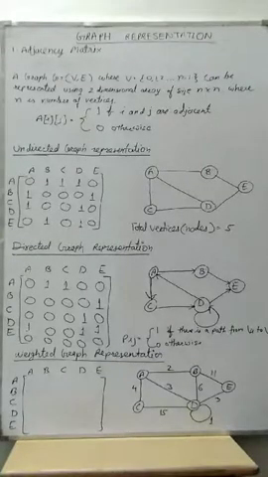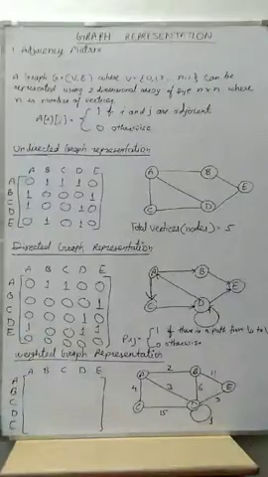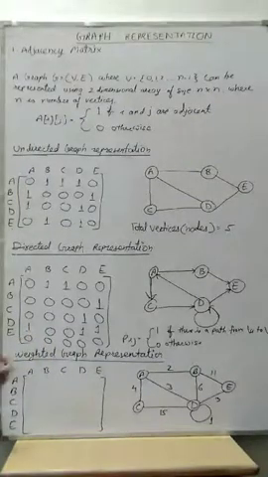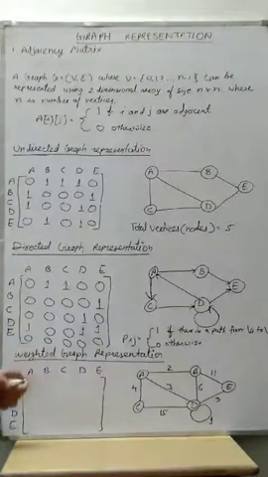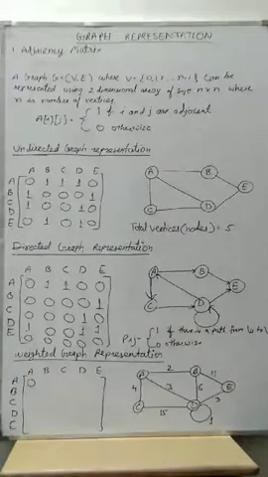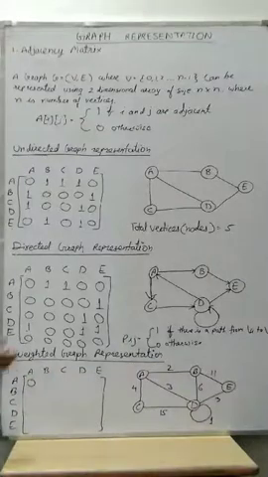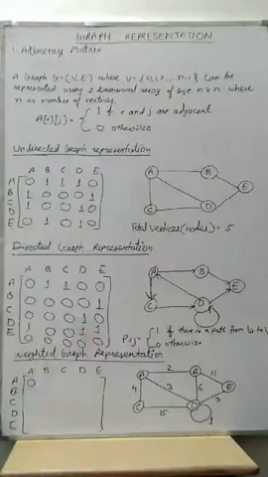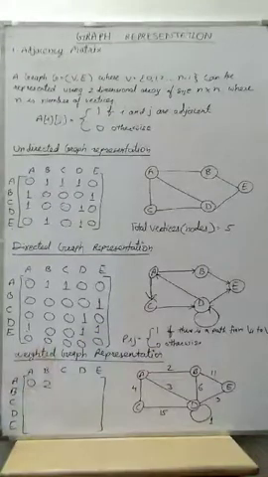So a weighted graph is used in shortest path algorithms. For this graph we make an adjacency matrix. So here, is there an edge from A to A? No, we put 0 there. Is there an edge from A to B? Yes, A to B there is an edge. So put here the weight of this edge, and the weight of this edge is 2.